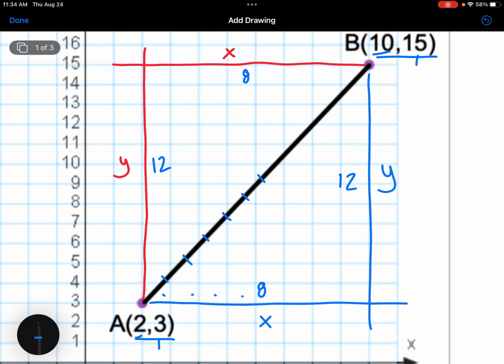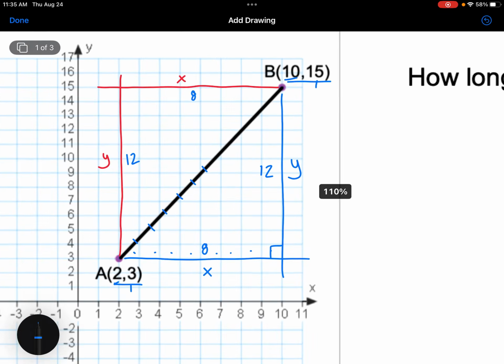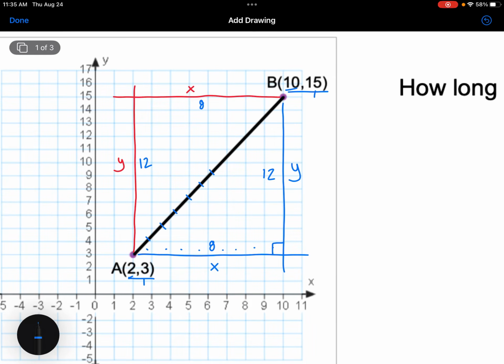We could even look at the boxes and count that we have 8 boxes on the bottom and 12 boxes along the side. It would give us the same thing. The important thing we need to realize is that these create a right angle triangle. So if I wanted to find the length of this side, I could approximate, and let's see if we keep going up and guessing. So we've got 1, 2, 3, 4, 5, 6, 7, 8, 9, 10, 11, 12.